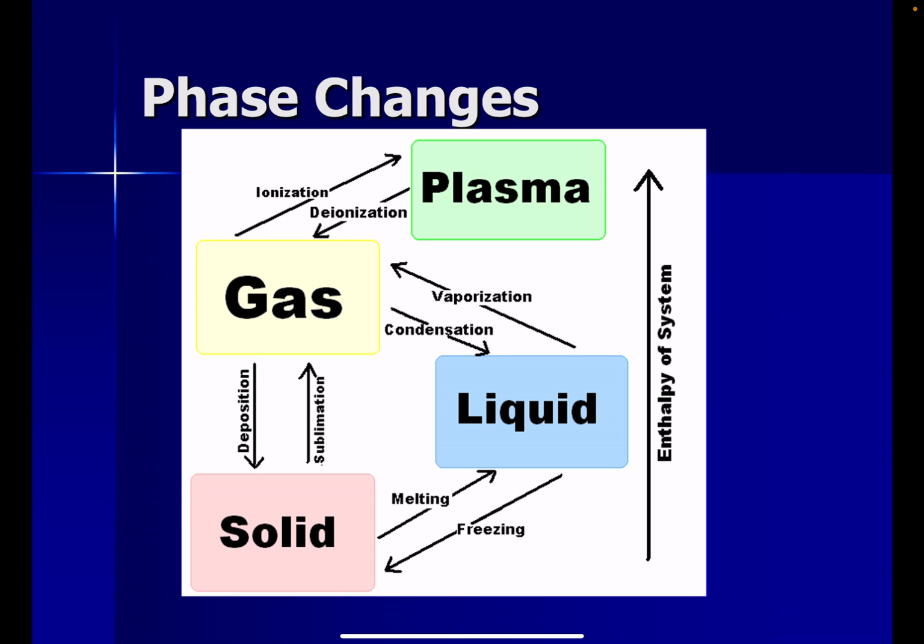If you want to see a little picture, here are all the words. If we're going from solid to liquid, we're melting, and if we go backwards, we're freezing. Liquid to gas is vaporization, and then backwards is condensation. Sublimation is solid to gas, and deposition is going from gas to solid. And then if we introduce plasma, going from gas to plasma is ionization, and going from plasma to gas is deionization.